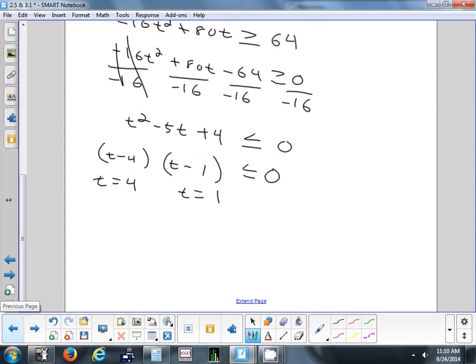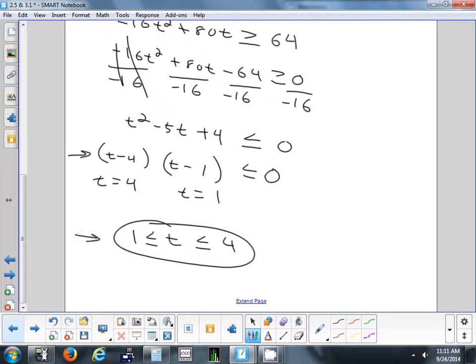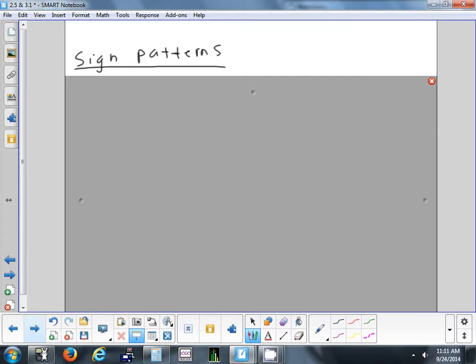Okay, so you might be wondering, how do you get from that exactly to what we had, which was this? Well, I'm going to show you how to do this with what's called a sign chart, or sign pattern chart. How you get from this step to this step is going to make a lot more sense in a minute. That's what I'm going to show you now.